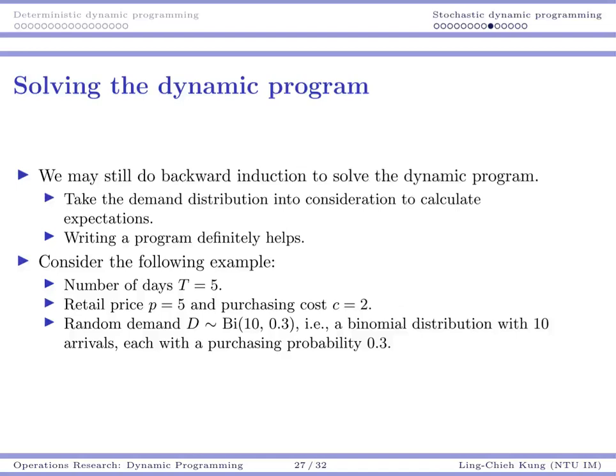Okay, so now let's try to solve our dynamic program. In this case, we still use backward induction to solve it. Once we have this optimality equation, the problem has been well defined and the relationship has been set up. So that's a valid dynamic program.